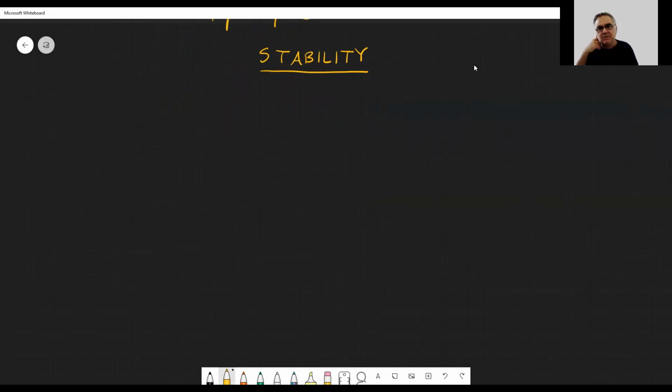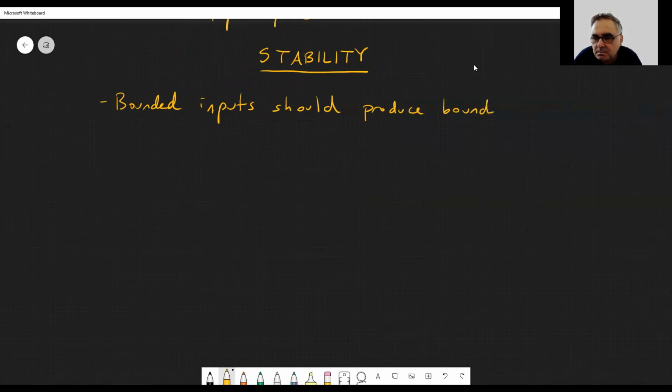So when we talk about stability, we mean a system, a closed loop, any system actually. If you have inputs to the system that are limited, the output should be limited. So in a way, bounded inputs should, let's say, produce bounded outputs. This is not very clear.